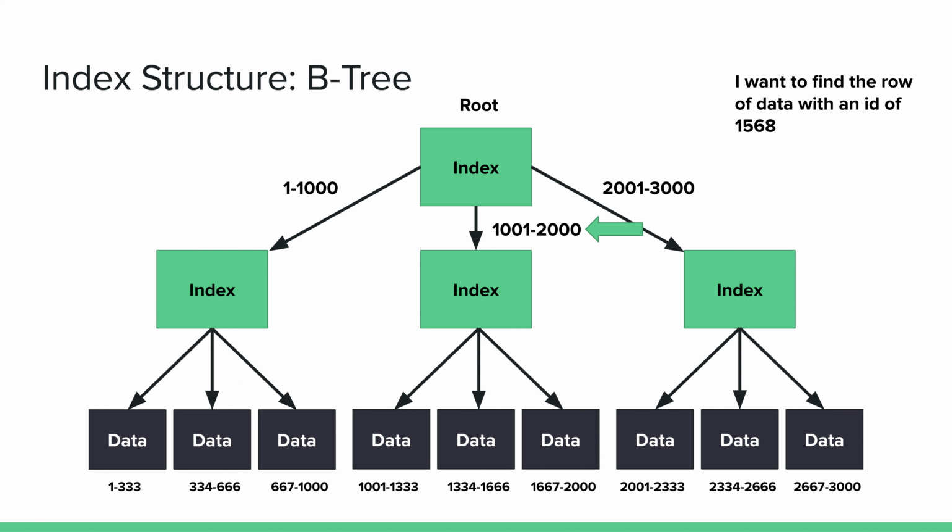So this is a new index node that will point to further children. In this case, the blocks of data are small enough that we can directly point to the data. For 1568, we can then take the middle path again, which will lead us to the block of data in the range of 1334 to 1666, which obviously contains 1568. And there we go, we have our answer. So all in all, that took us a total of 3 operations, even though the data set was 3,000.